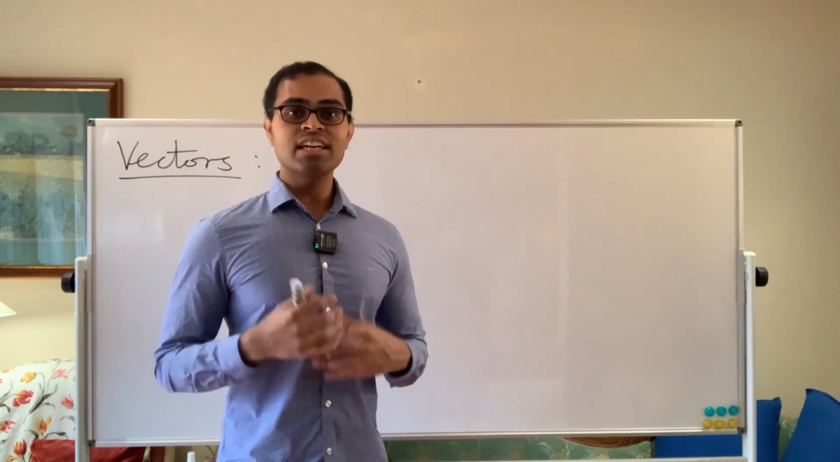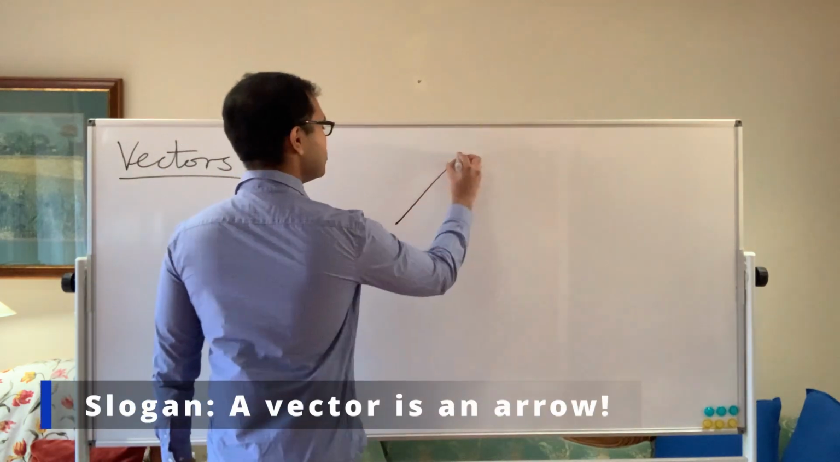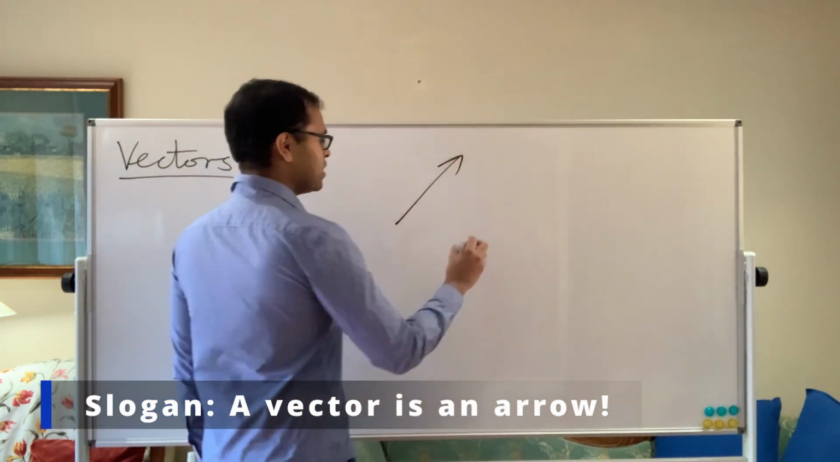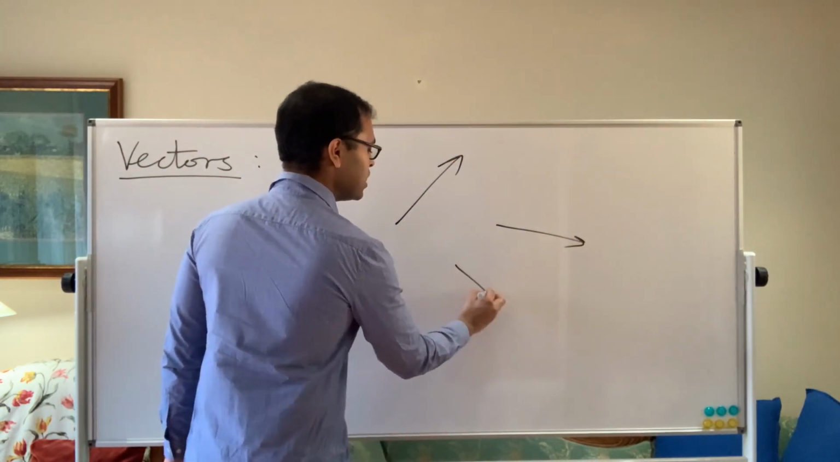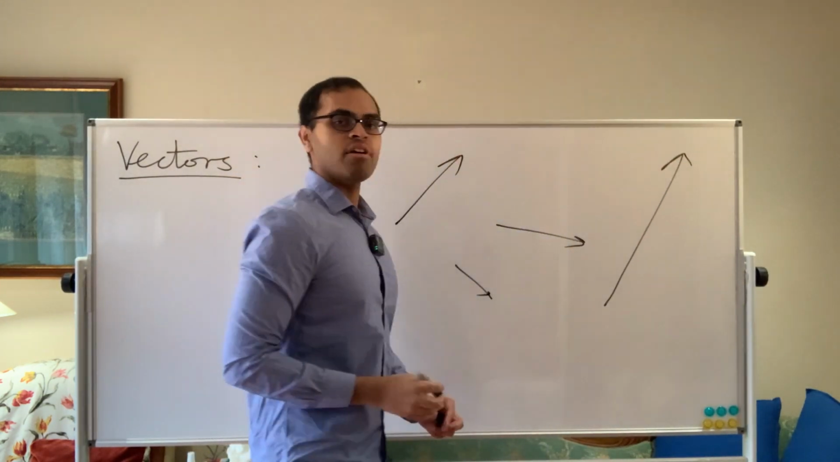Firstly, a vector is just an arrow. That's all I want you to think about. A vector is just an arrow. So I'm going to draw some vectors on the board. That's a vector, could be a long arrow, could be a short arrow. These are all examples of vectors.